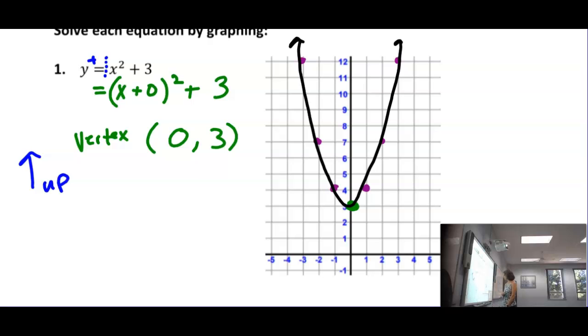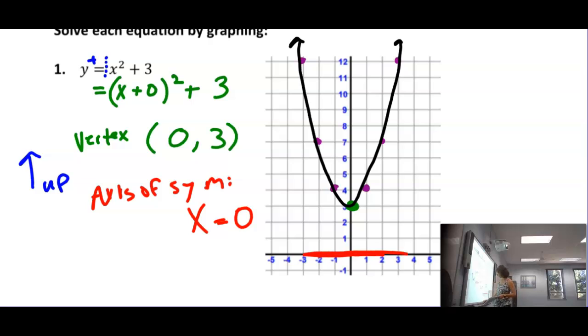What's my axis of symmetry here? I know it doesn't ask all of that, but I want to know anyway. Axis of symmetry is x equals 0. Great. How many solutions do I have? How many times does this graph go through the x-axis, which is right here? How many times? None. So my answer is no solutions. It doesn't go through.